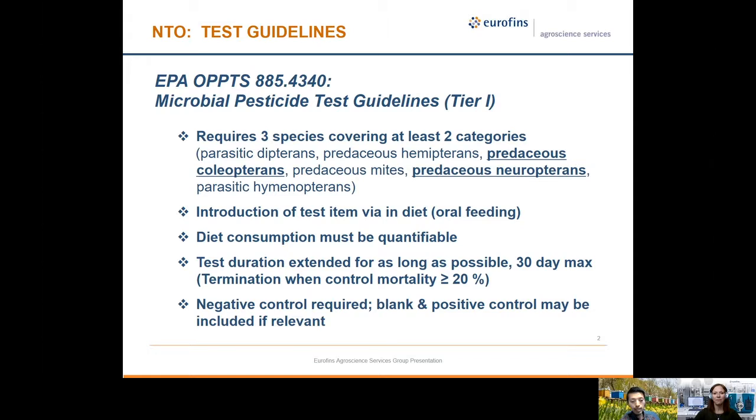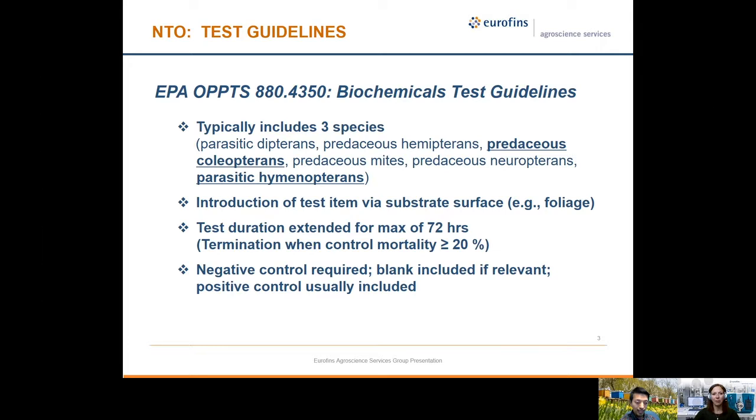There's the untreated control, and then a blank control is often required when your test item has live microbes and you will want to include a blank formulation. A positive control is not necessarily necessary, but it is sometimes requested by sponsors. And the second type of test for beneficial insects is the 880.4350. And for this one, it tests biochemicals and mainly focuses on contact toxicity.